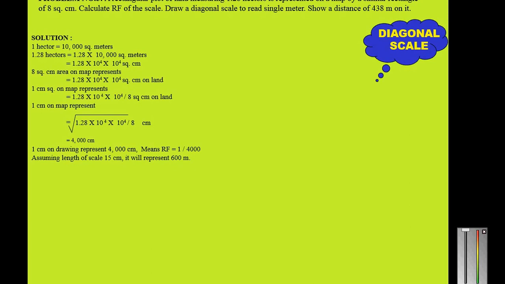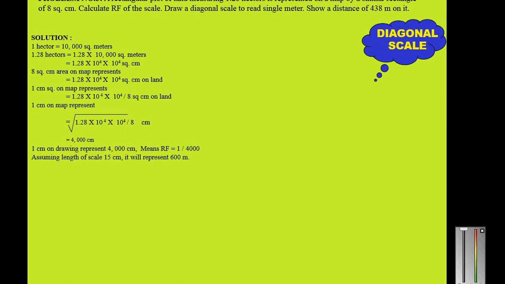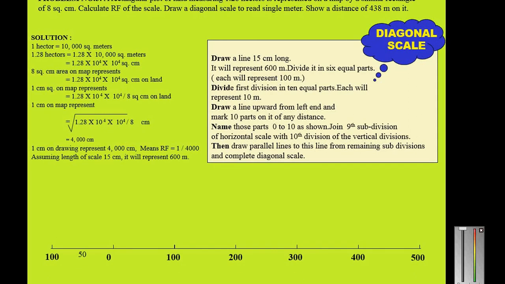So 1 centimeter on map represents the root of 1.28 into 10 raised to 4 into 10 raised to 4 by 8 centimeter. So 1 centimeter on the drawing represents 4,000 centimeter, means RF is 1 is to 4,000, so 1 by 4,000. So assume a length of scale is 15 centimeter, and that 15 centimeter will represent a length of 600 meter. So draw a line. The length of the line is 15 centimeter, and divide that into 6 equal parts, which means each division represents 100 meter.